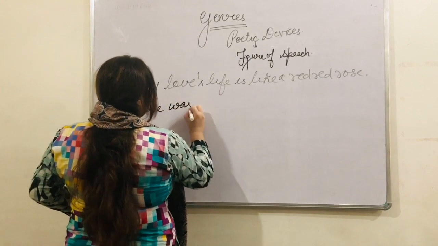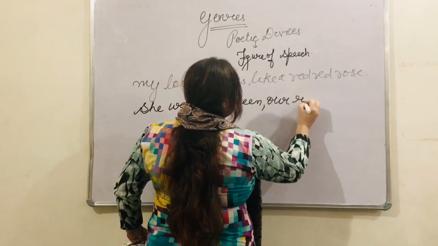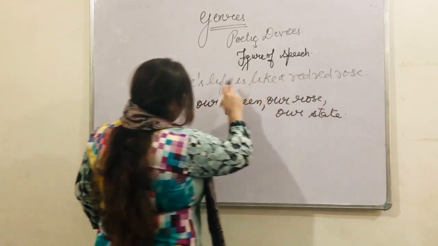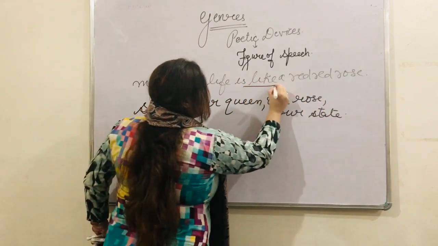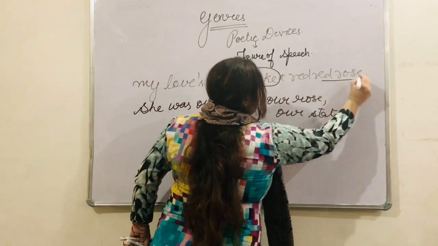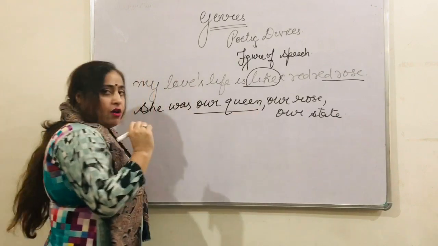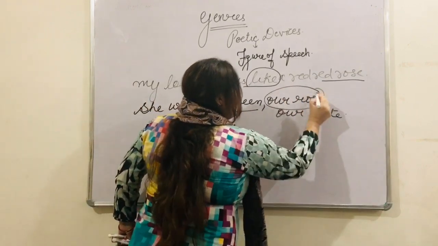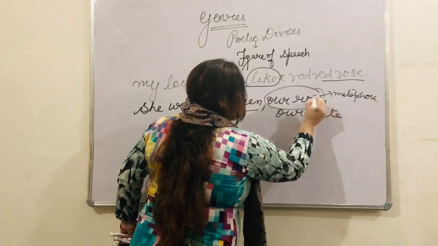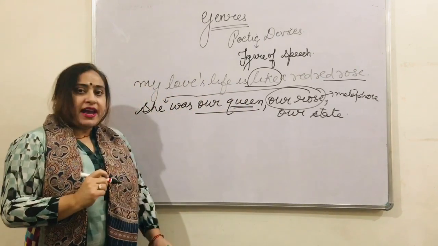She was our queen, our rose, and our state. From the very first line, alright, this is the indication, 'like' is used, as I have already told you. So 'like' is there, so this is a simile, like a red rose. In the second line, she was our queen, alright, our rose. Here rose is a metaphor. Why is rose a metaphor? Because the quality of a rose has been compared with she, the queen. Alright guys.